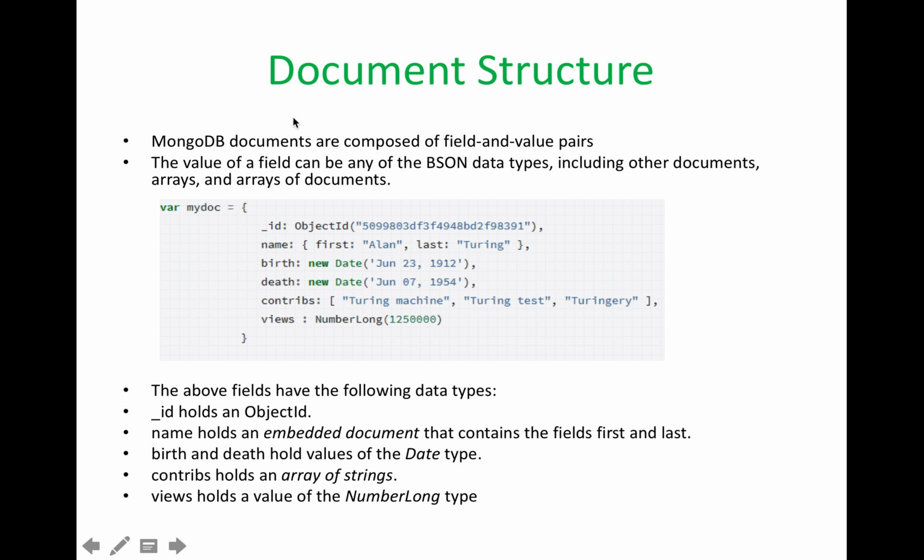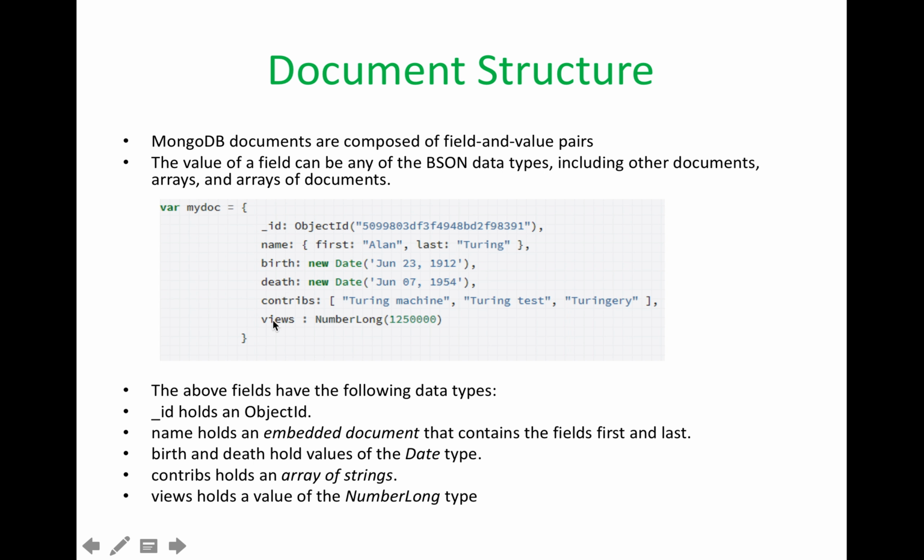What is the document structure of MongoDB? A MongoDB document is composed of field and value pairs. The value of a field can be any of the BSON data types, including other documents, arrays, and arrays of documents. Here is a MongoDB document, and this is underscore ID, which is reserved, automatically created by MongoDB, and here is the name, a name object with the first name and last name. This is an embedded document.